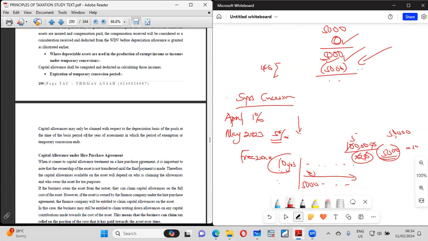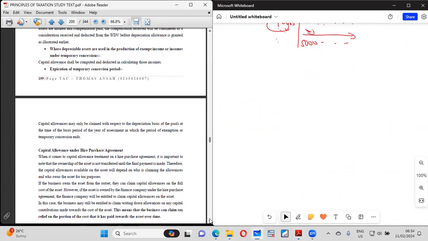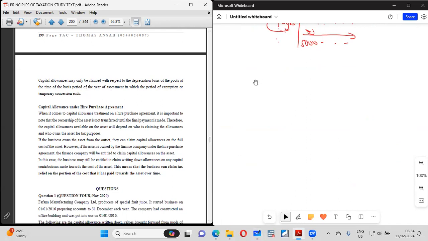Now, the last aspect of this is that sometimes some people will buy things on hire purchase. What is hire purchase? Hire purchase is a concept where when you buy the thing, you'll be paying over time. Let's say you are buying a car.